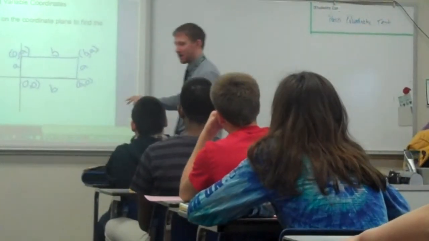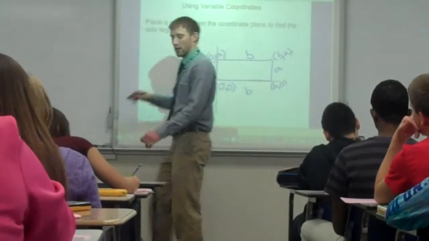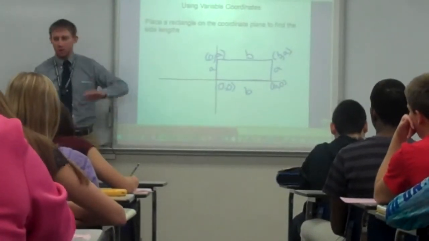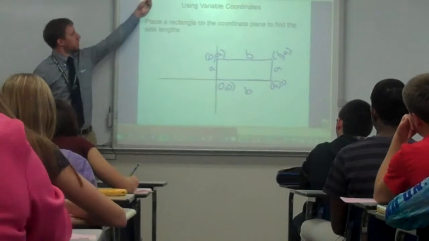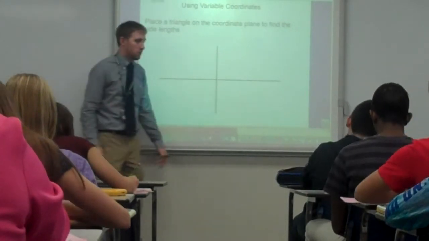We'll do something with a triangle a little bit that's going to be a little bit different. This works out perfectly for rectangles. Pick a variable, you're golden. We'll go to a triangle.